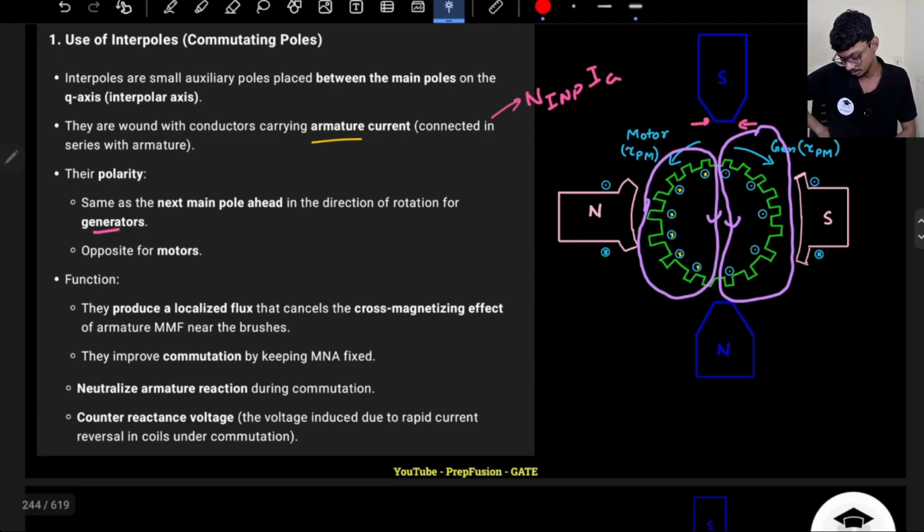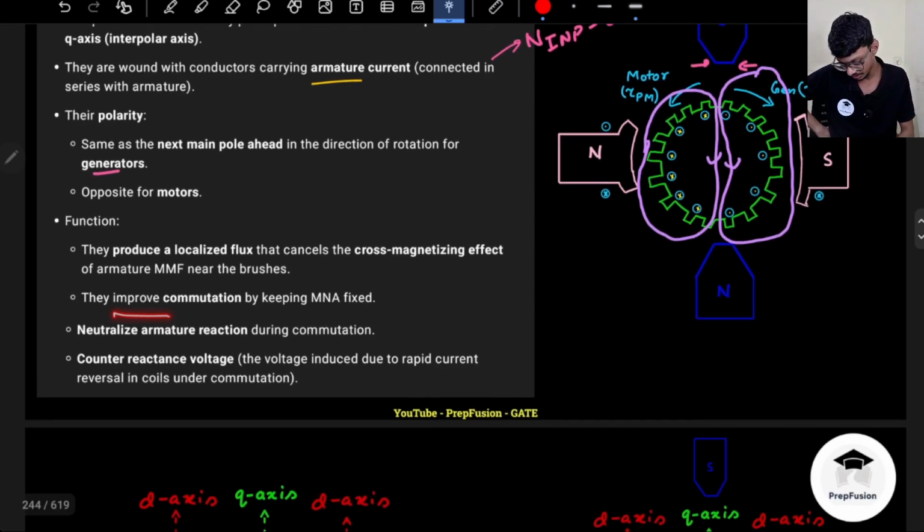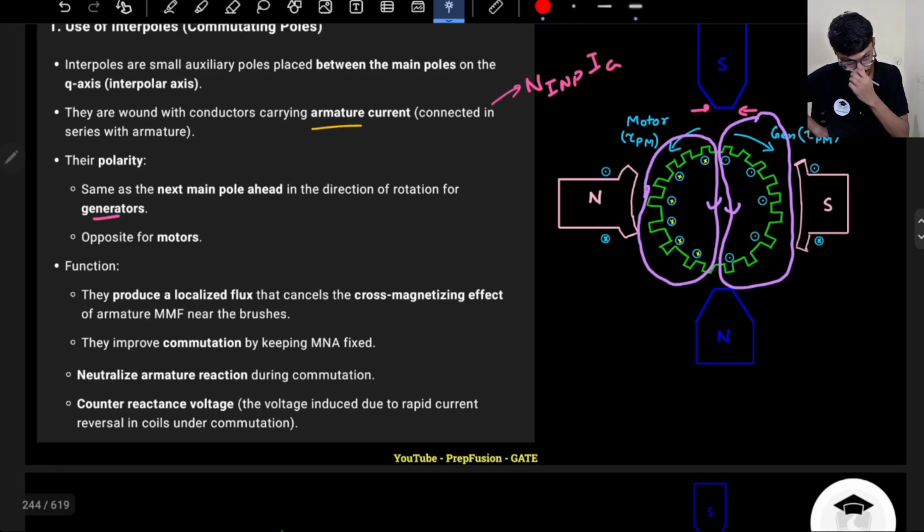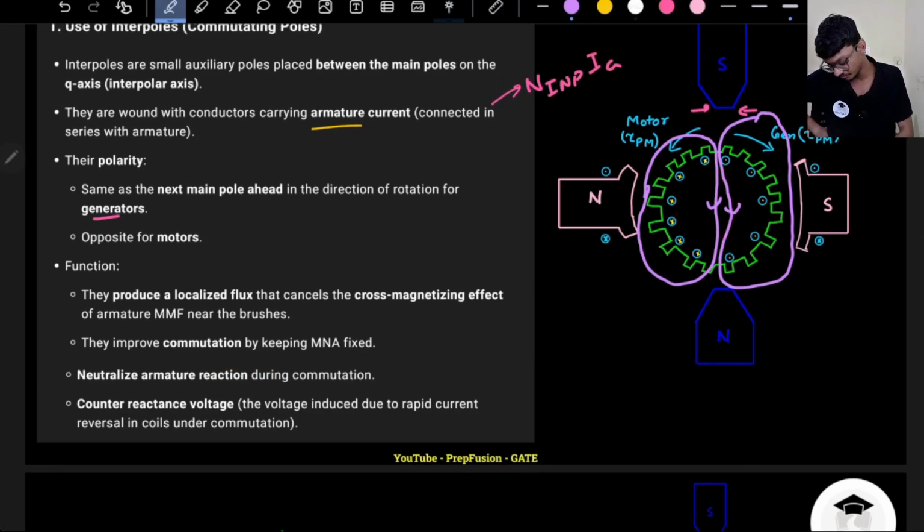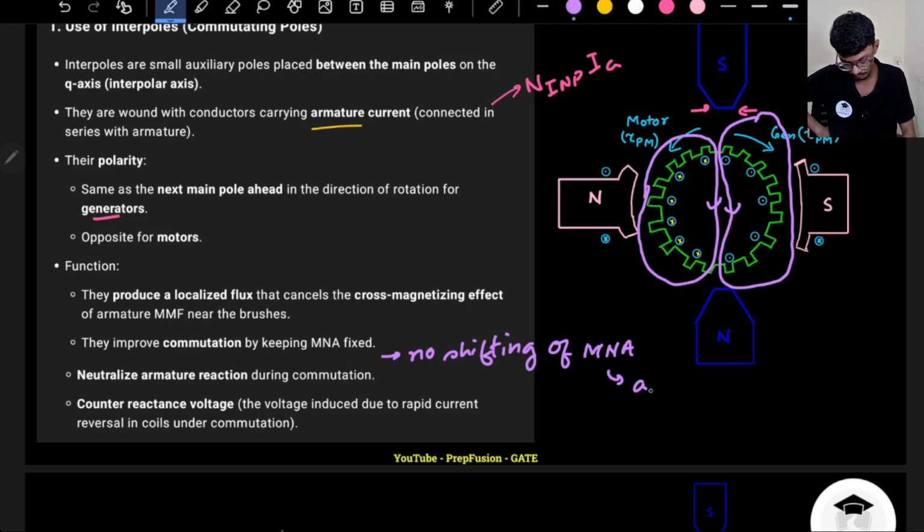They improve the commutation by keeping the MNA fixed. As the flux is nullified, there will be no shifting of MNA as the flux gets nullified.